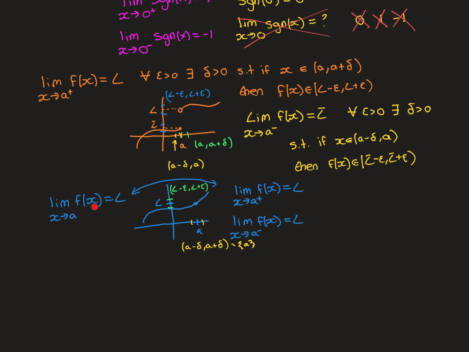So from the fact that this is true, I know that for all epsilon intervals around L, so the interval L minus epsilon to L plus epsilon, I can find a delta interval around a, so the interval a minus delta to a plus delta, such that all the points inside that interval, bar the centerpiece itself a, will be mapped into the epsilon interval around L.